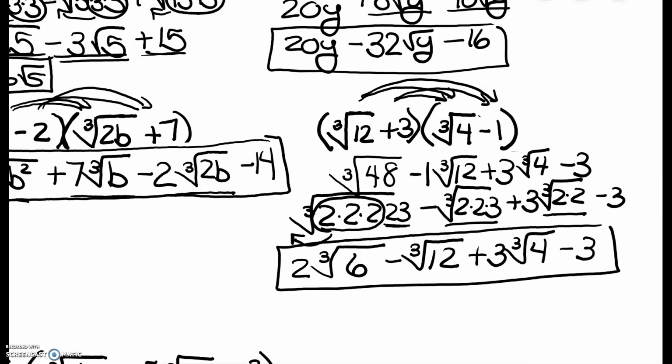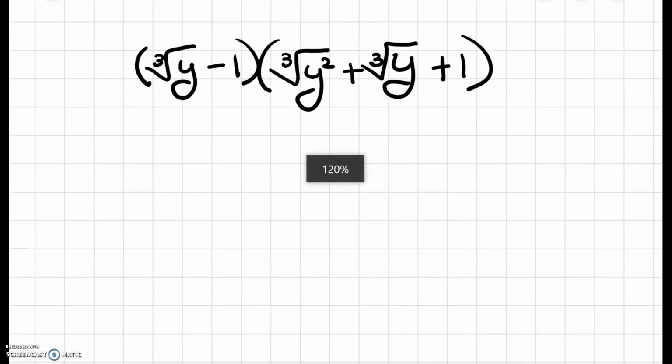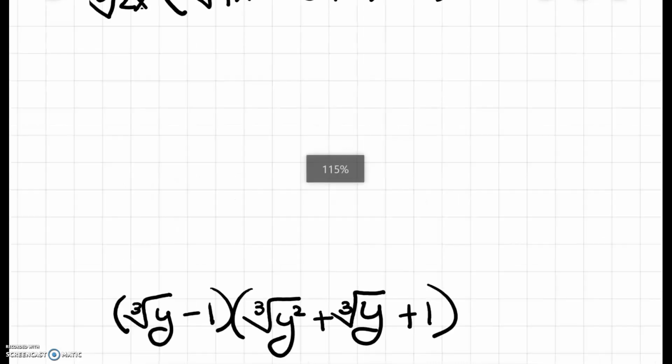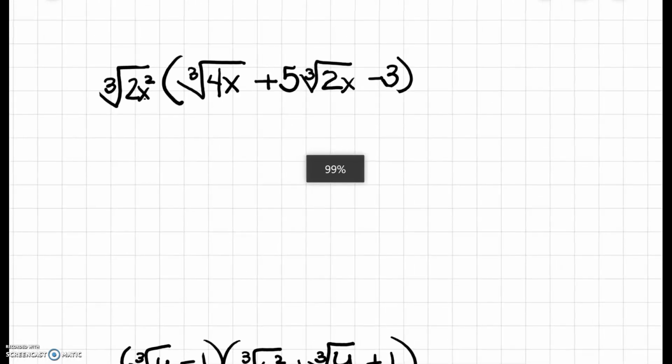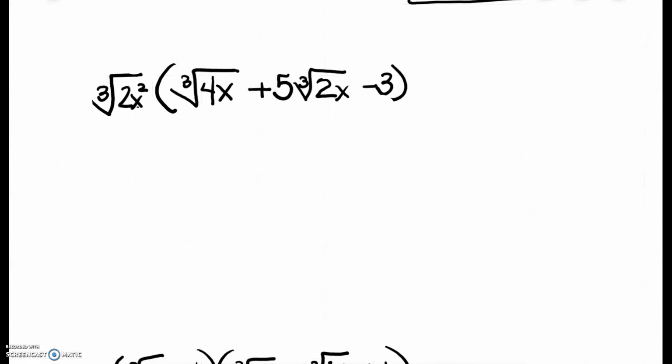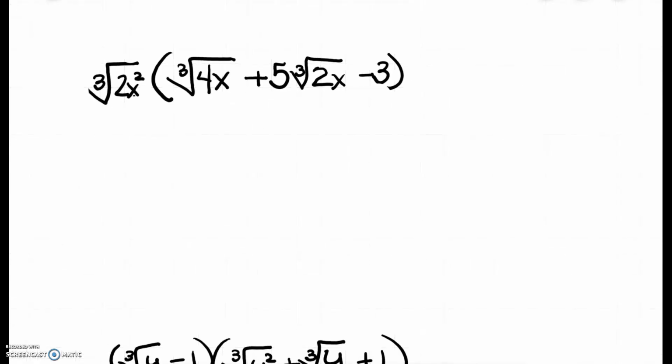And it looks like we have time for maybe one more. If we have more time than that, then we'll do another one afterwards. Okay, so let's take a look at this one right here. This time we're gonna distribute a binomial across a trinomial and see what happens.